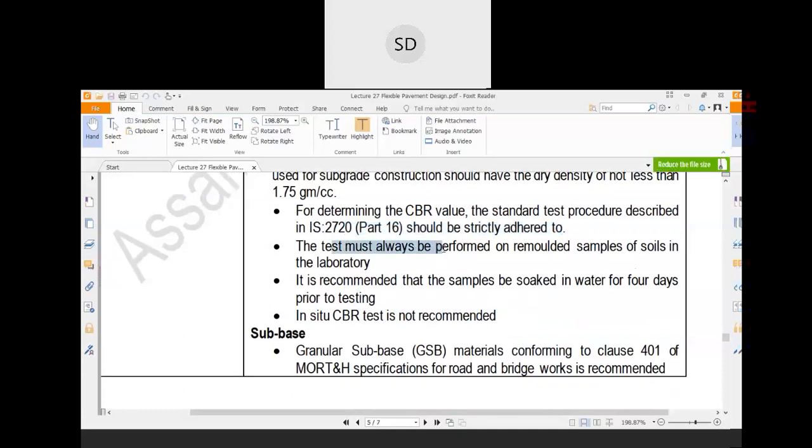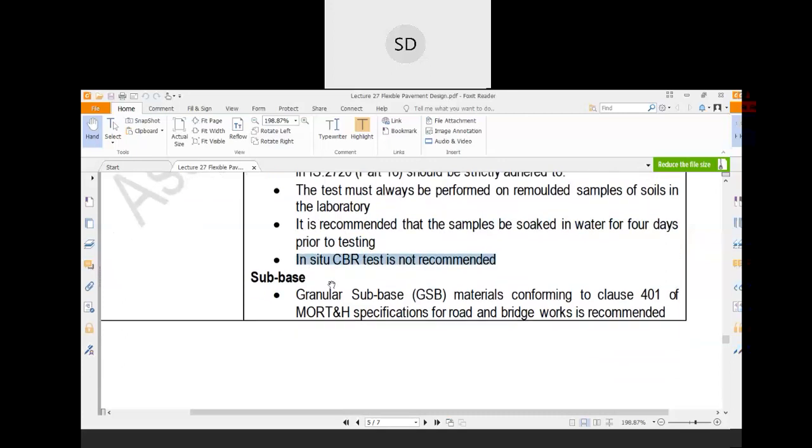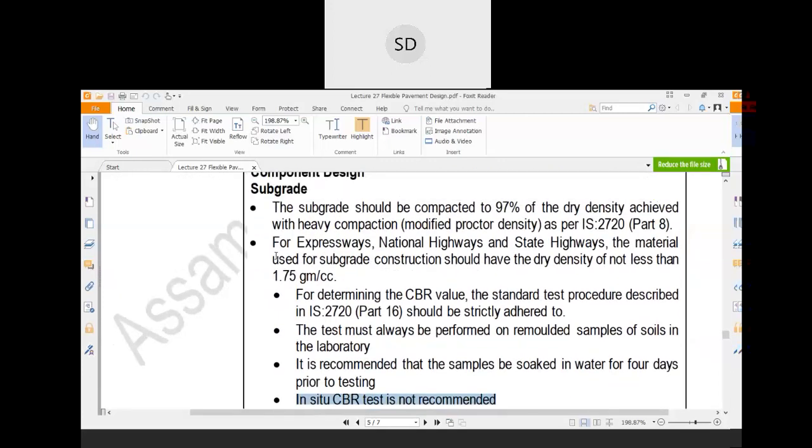The test must always be performed on remolded samples of soils in the laboratory as per the CBR standard. It is recommended that the samples be soaked in water for 4 days prior to testing if the region falls under a heavy rainfall zone, and in situ CBR test is not recommended. So at the site, the CBR test is not recommended; you have to perform it in the laboratory environment. So these are all the considerations during subgrade preparation.